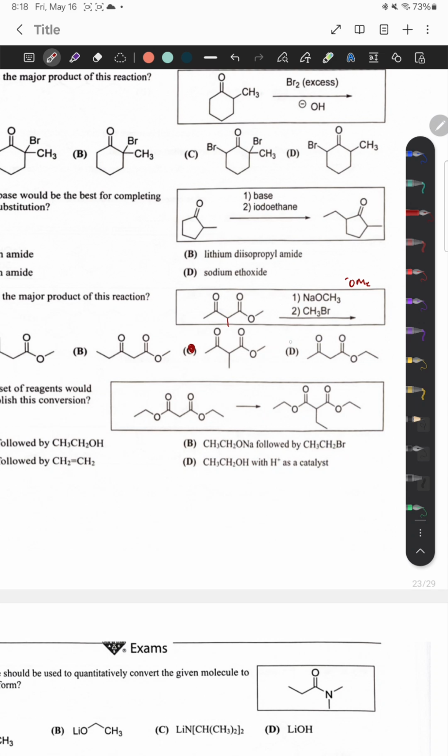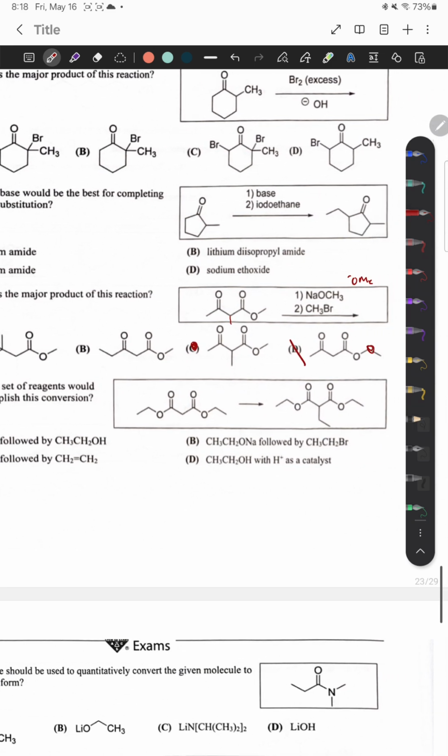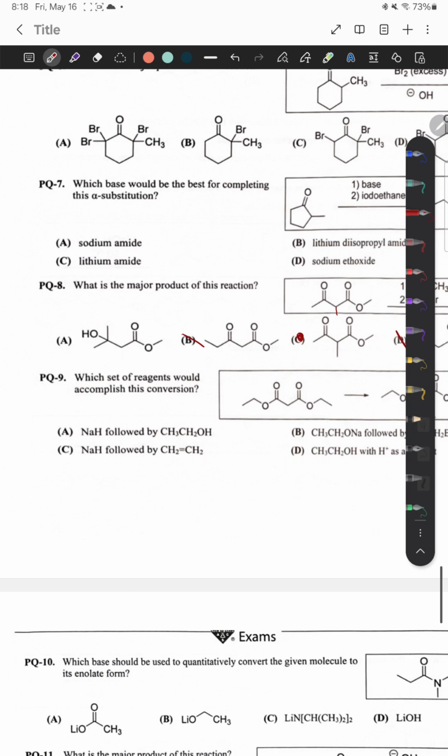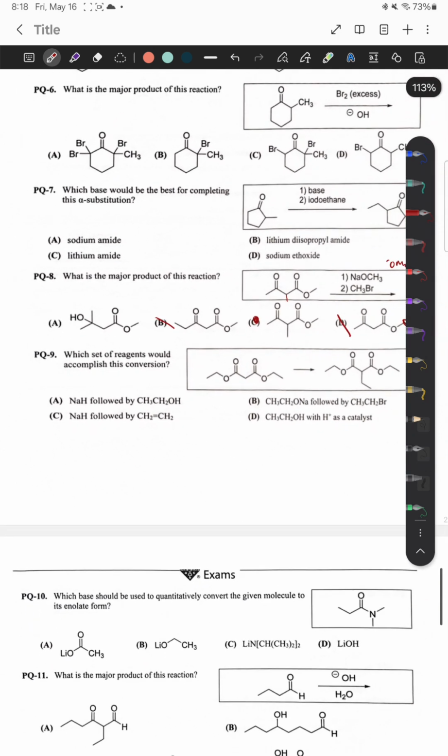It can't attach there because it's the second least acidic site over here. It wouldn't attach there. It wouldn't attach here either because that's almost just, it is the least acidic site. And then it wouldn't attach here either because it's not an acid. It's actually a strong base.